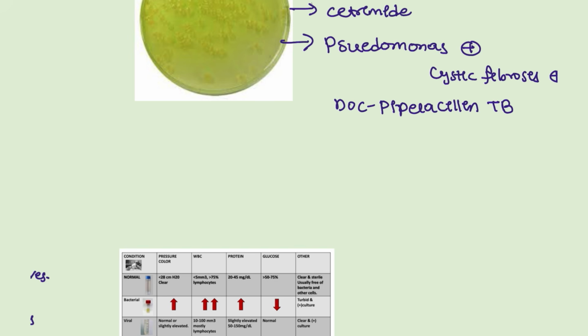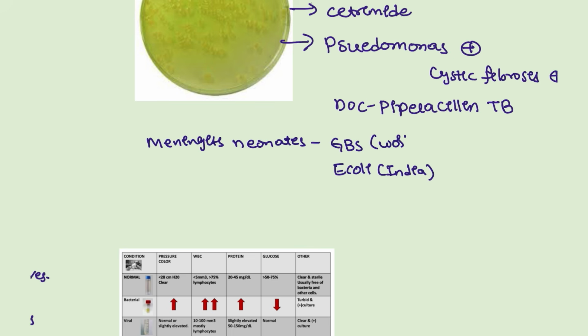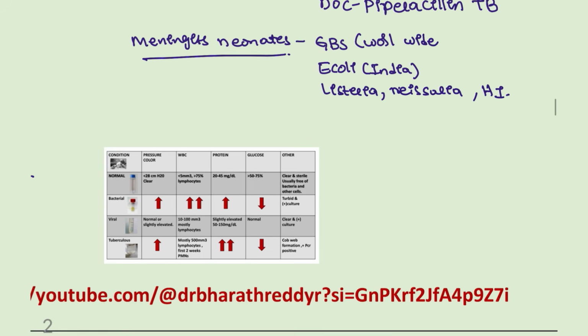Next, what are the most common causes of meningitis in neonates? In neonates, it is commonly associated with GBS and E. coli in India, GBS worldwide. And other species can be Listeria, Neisseria, and H. influenzae. These are the meningitis patients.